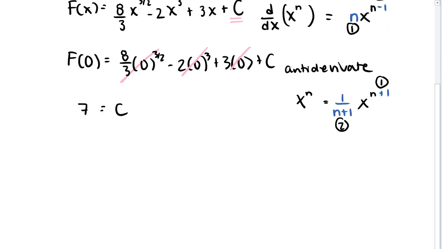So here, what we have is that F of x is equal to 8/3 x to the 3/2 power minus 2x cubed plus 3x, and we just figured out that c needs to be 7 itself. So that's the antiderivative that satisfies the given condition.